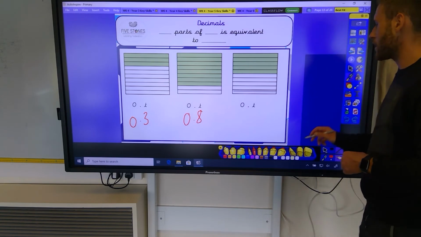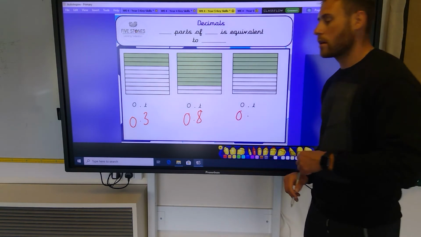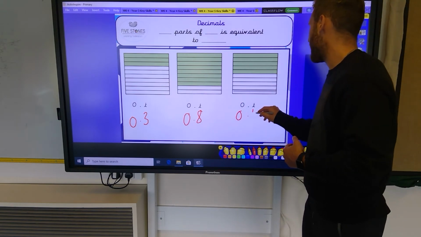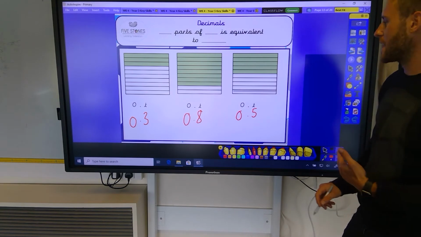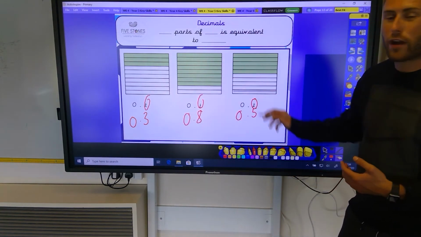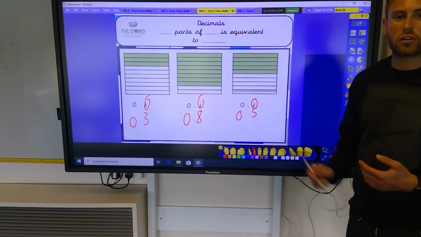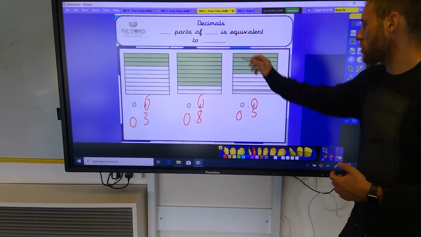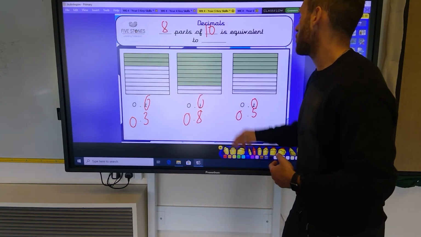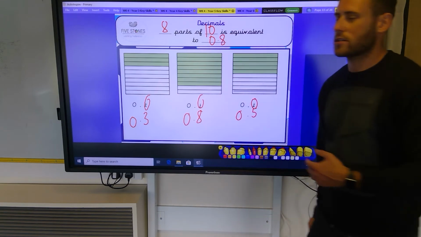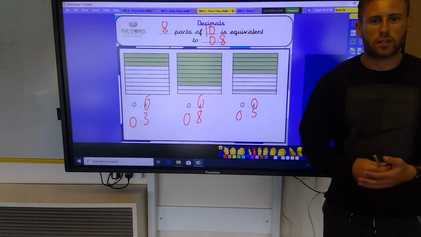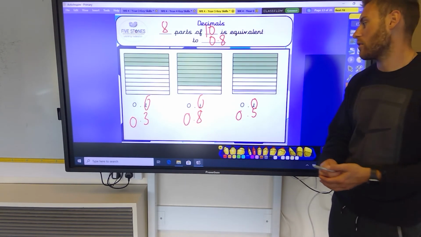Great, nice and easy. We have got 0 wholes, but how many of those tenths have been coloured in? 1, 2, 3, 4, 5. So we've got 5 tenths, because this is our tenths column. Great, you might have recognised these representations when we were talking about fractions earlier. So looking at this representation here, we've got 8 parts of 10 is equivalent to 0.8, or 8 tenths it's called.